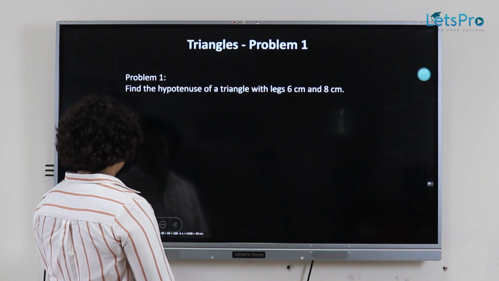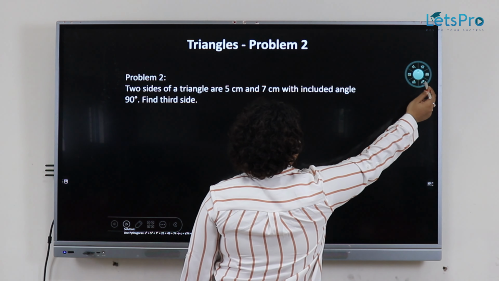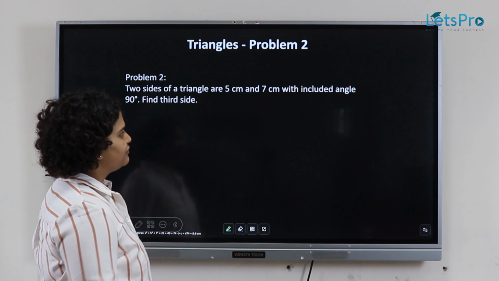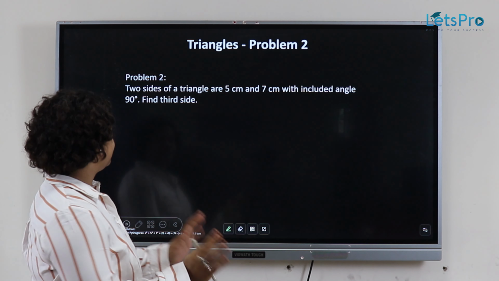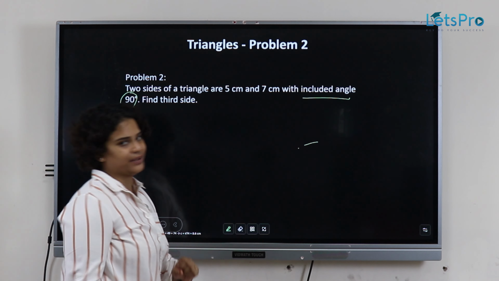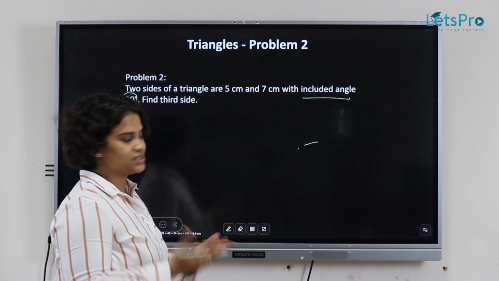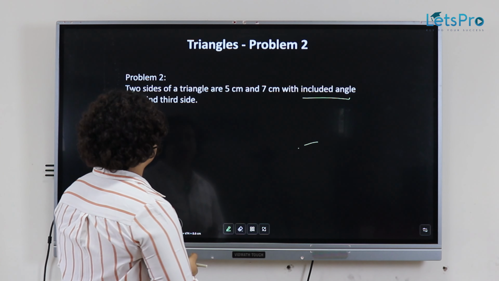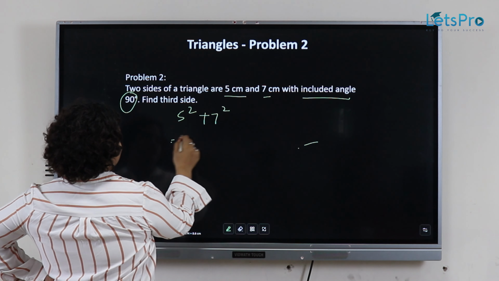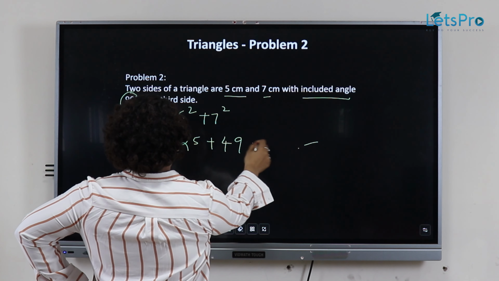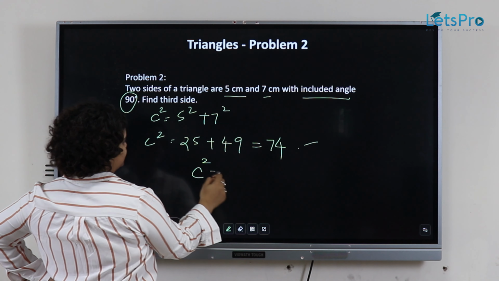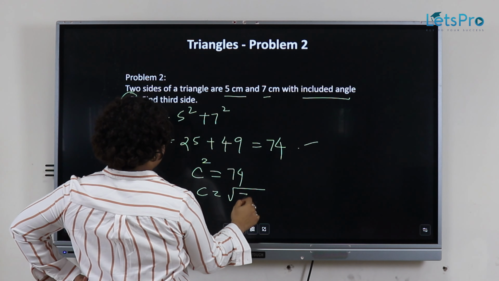Okay, quickly go to the next part. Two sides of a triangle are 5 centimeters and 7 centimeters with included angle 90 degrees. Find the third side. Very simple. It is an included angle of 90, meaning it's a Pythagoras triangle, which is a right angle triangle. So two sides are given as 5 and 7. Very simple again. 5 square plus 7 square. So 25 plus 49 is going to give you 74. So let's call this c square now. c square is 74. c will be equal to root 74.